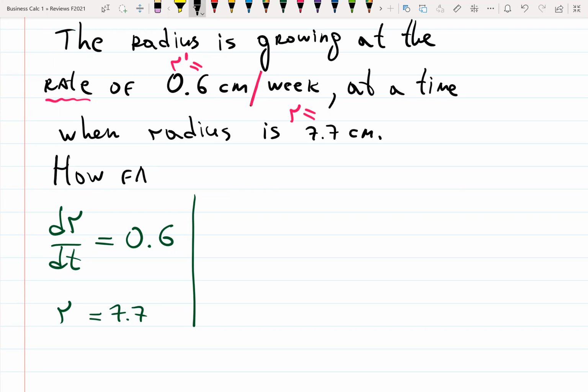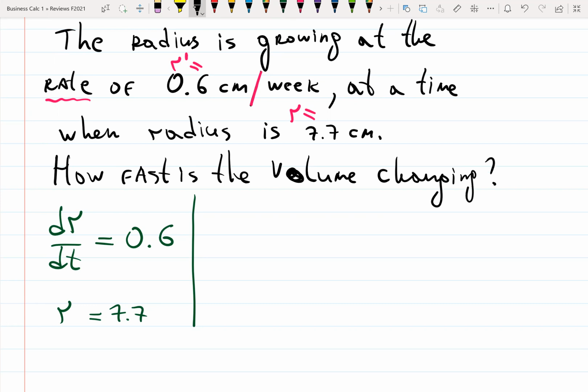How fast is the volume changing? Question mark. At that moment, it says. That is a keyword again: changing, rate, and how fast. How fast something is changing. So they don't ask me for the volume. They ask me for the V prime. That is the missing second related rate. dV over dt is unknown.